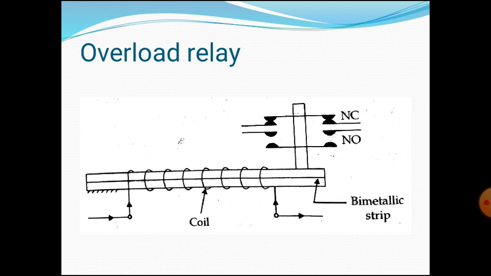Overload relay. Overload relay consists of coil, NC, NO, and bimetallic strip. A heating coil is wound on the strip which carries the line current of the circuit. Overload current flows through the coil. The bimetallic strip bends and opens a normally closed contact or closes a normally open contact. The opening or closing of the contact of the relay during overload can be utilized in tripping of the circuit in which the relay has been employed.